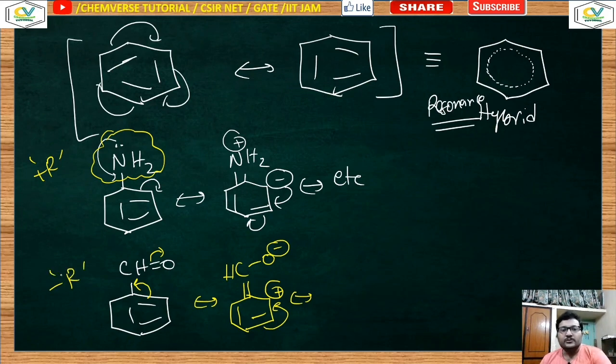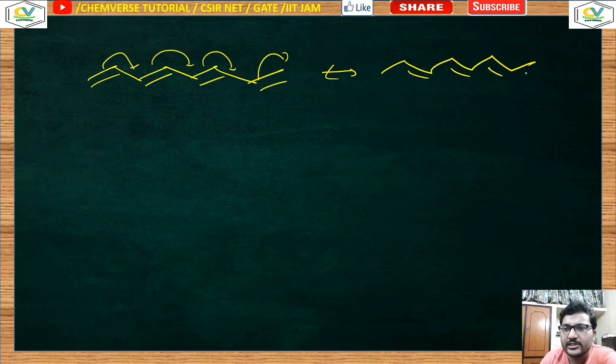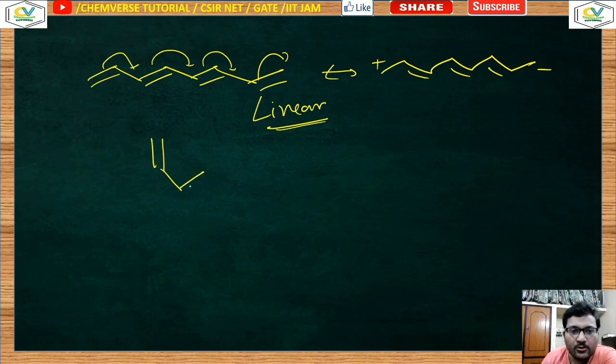Clear? So this is what is happening, and I will give you some examples of plus R and minus R groups in the next slide. But before that, how many types of conjugation are present? Let me discuss. So broadly there are two types of conjugation. One is this type of conjugation, which is called a linear one. This kind of conjugation is called linear conjugation, negative positive. This is called a linear conjugation. And there is another type of conjugation, which is called cross conjugation.